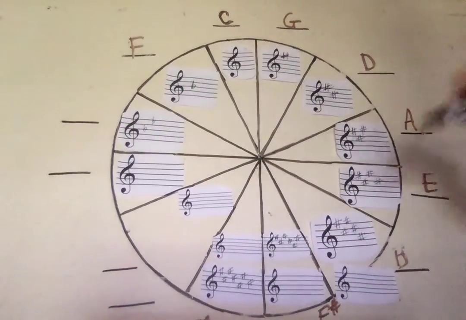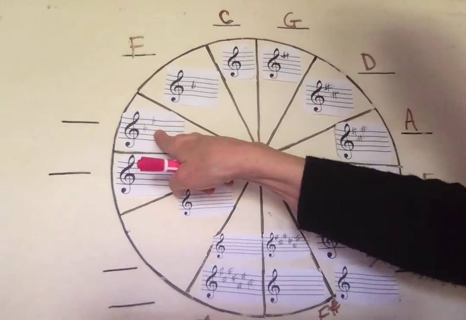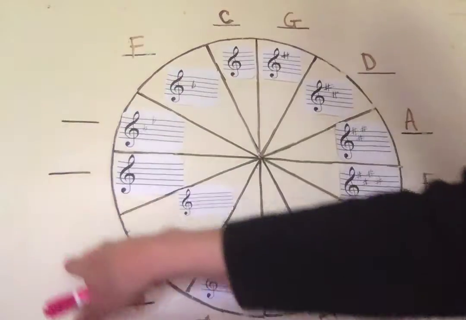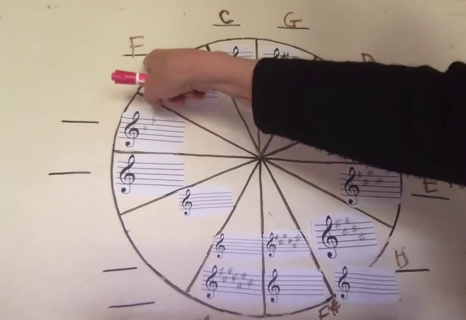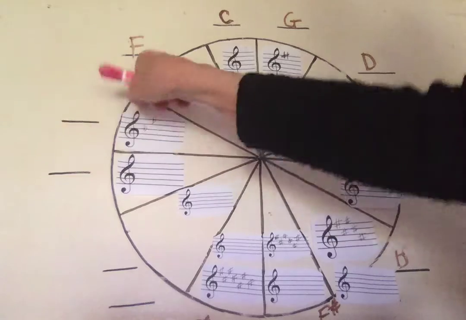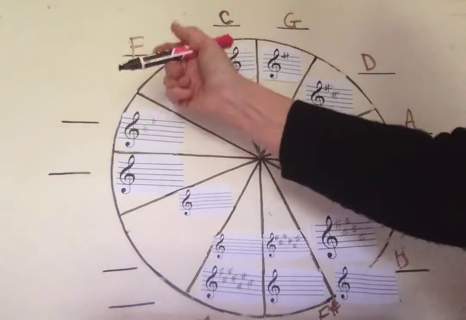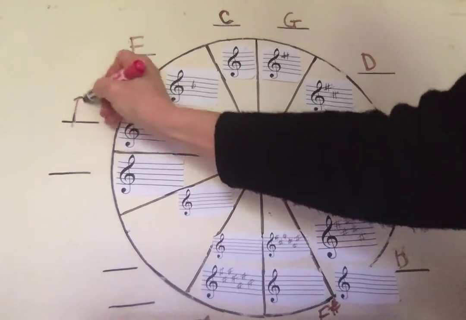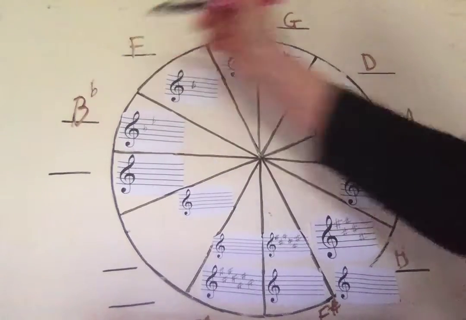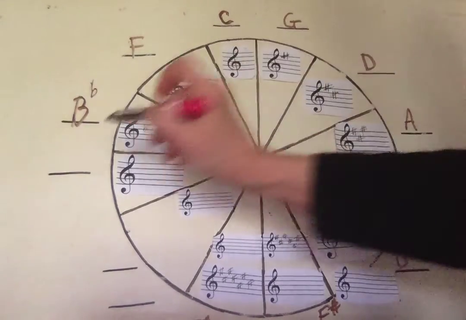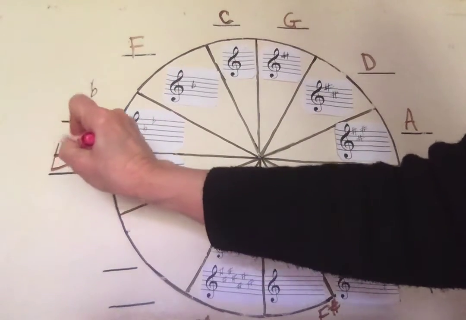Now, when we go backwards, while we count our flats a fifth apart, we're actually going to count backwards. What is a fifth down from F? We have B flat. There are different ways of thinking, and I don't want to get you confused. So now we have B flat and E flat. If you go down a fifth from B flat, you get to E flat, correct?